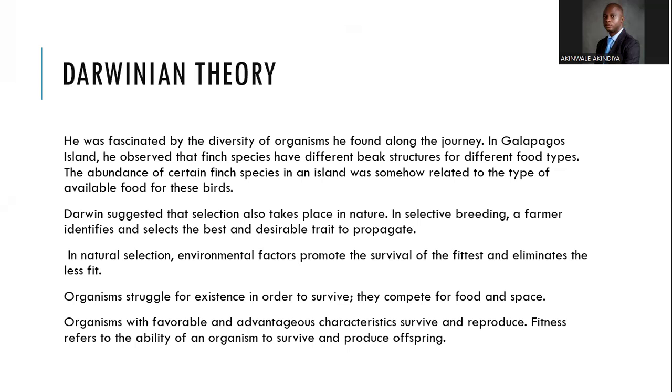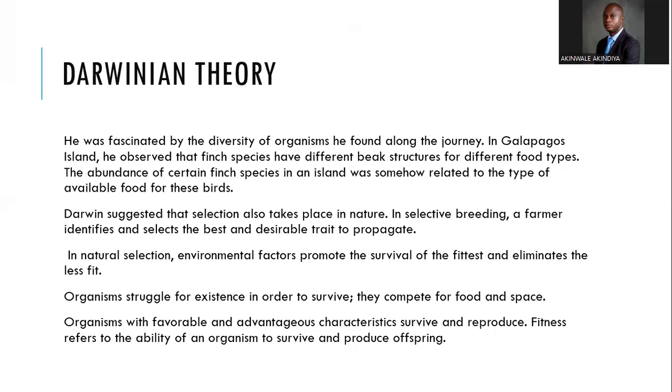So if you have the features to enable you to survive, you survive. If you don't have the features that will enable you to survive, that species dies out. That's what Darwin is saying. So Darwin suggested that selection also takes place in nature. In selective breeding, a farmer identifies and selects the best and desirable trait to propagate, which is true. If you have cows or sheep, you want to breed them, you look for the ones that have the best feature to select for breeding. It makes sense. So in natural selection, environmental factors promote the survival of the fittest and eliminate the less fit.